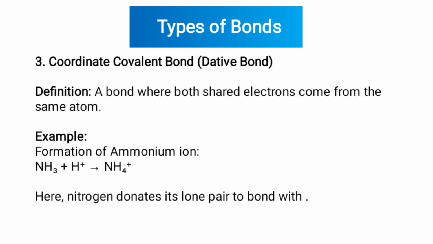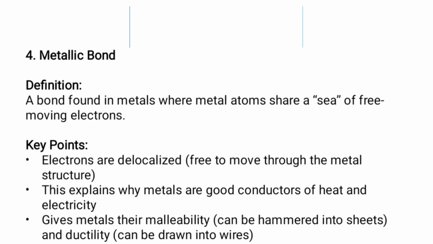And the third one is the coordinate covalent bond, or dative bond. A bond where both shared electrons come from the same atom. Example: formation of the ammonium ion, NH3 plus H+ gives NH4+. Here nitrogen donates its lone pair to bond with H+ and forms a coordinate covalent bond.